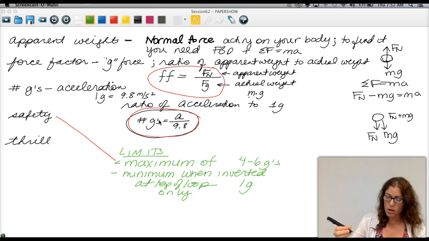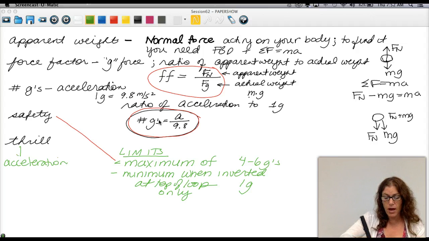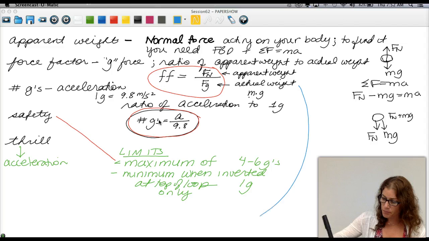So in terms of the thrill, a thrill comes from acceleration, not just from speed. Okay, you don't actually have to go very fast for it to be thrilling. You just have to be changing direction or changing speed. So either of those two things will cause a thrill. What about these sensations? So let's talk a few more minutes about force factors.